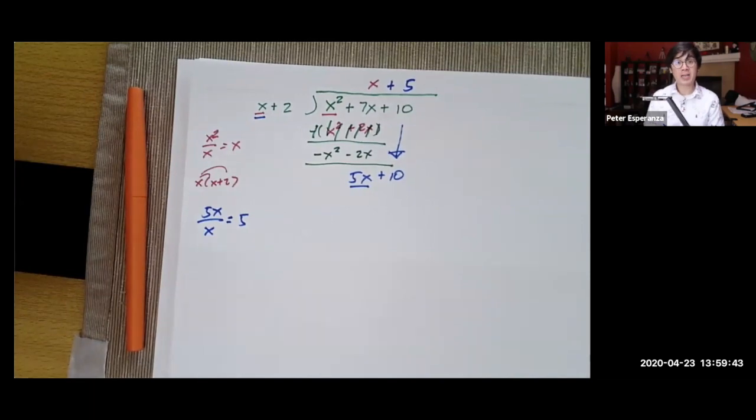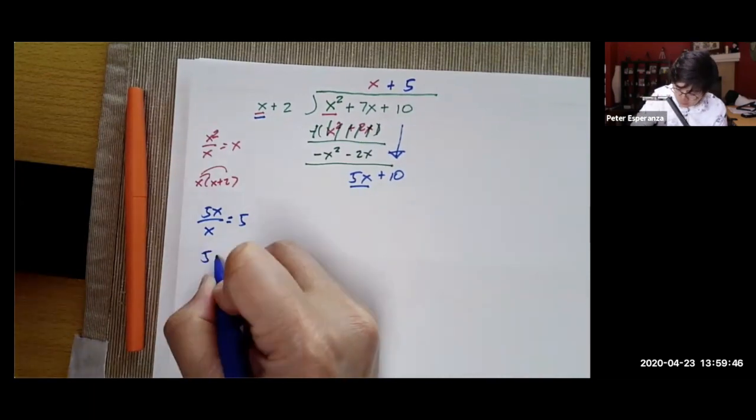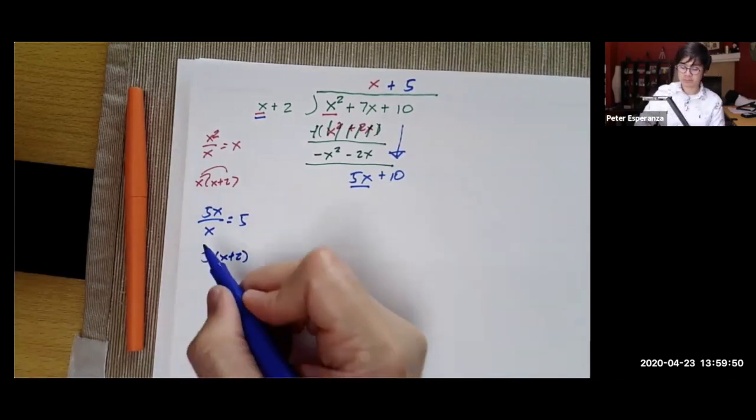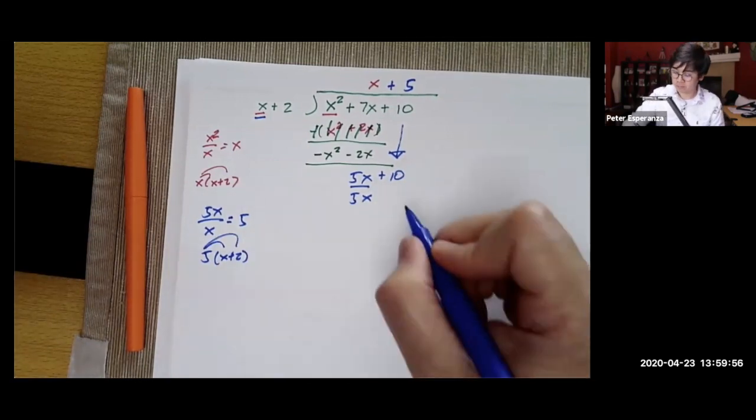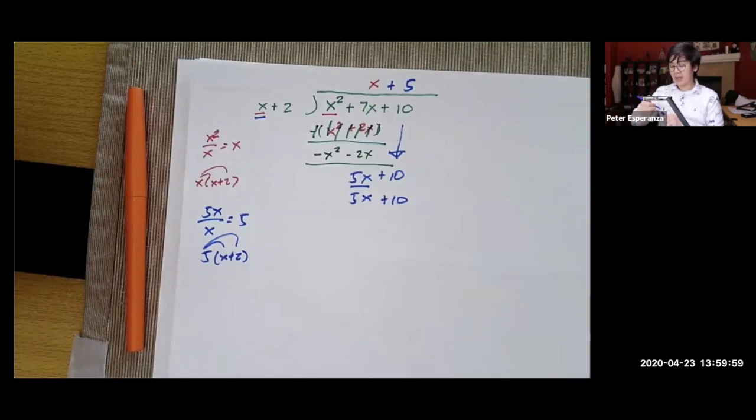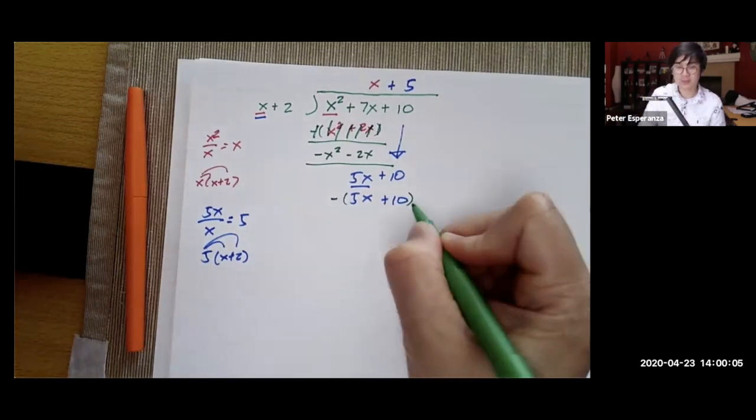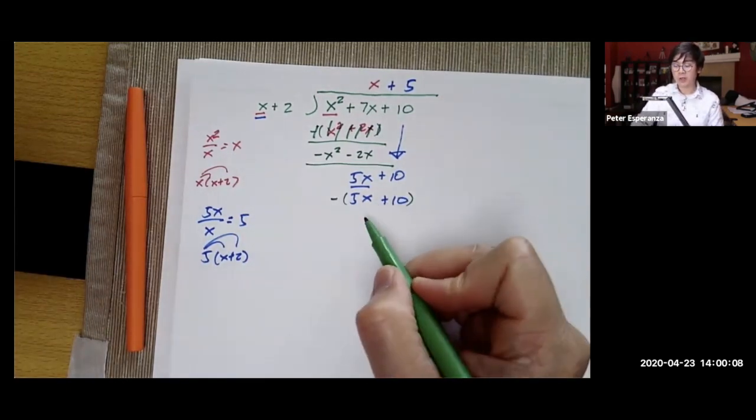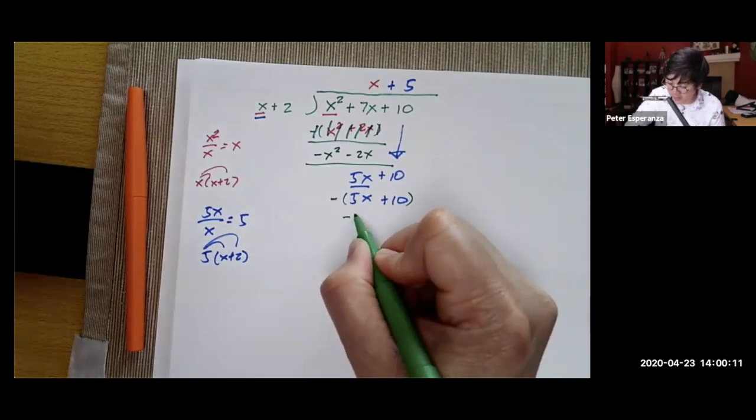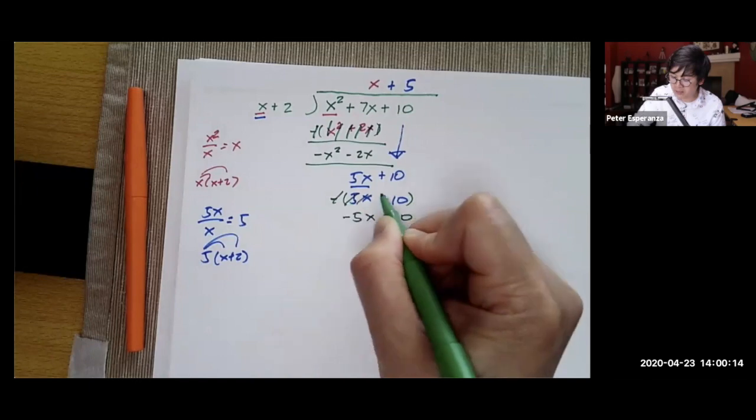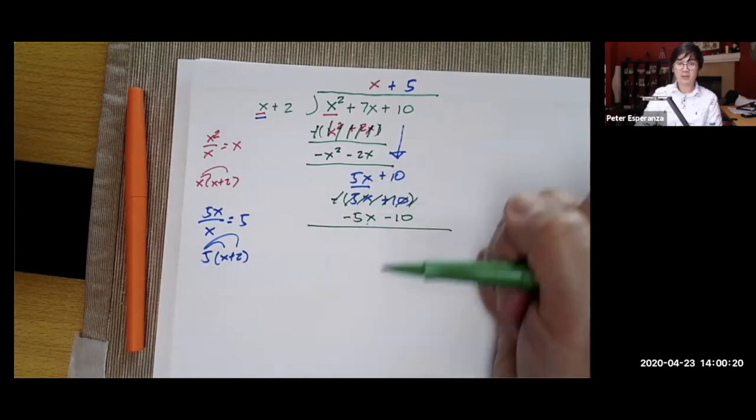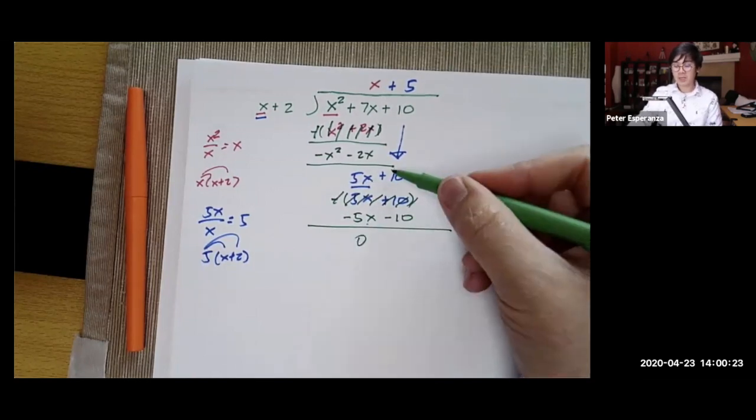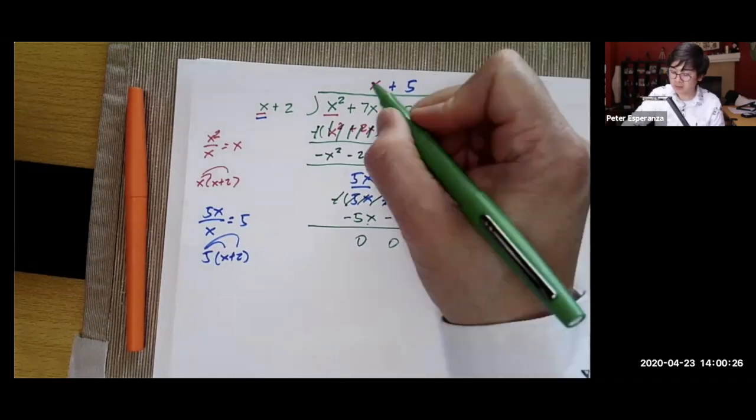And then we will multiply it out again to the divisor. This becomes 5x. This becomes 10, positive. And now we're going to subtract it. And we know that if we subtract it, we're going to distribute the negative sign. So this is negative 5x minus 10. So ignore this and focus your attention on your new polynomial. What is 5x minus 5x? What is 10 minus 10? So the quotient is x plus 5.